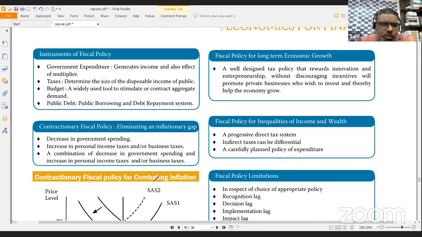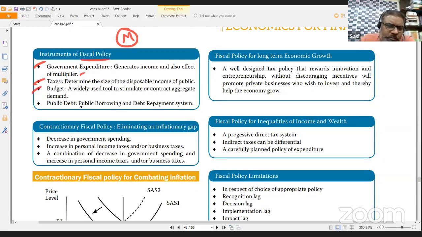And what are the general instruments of the fiscal policy? Government expenditure itself will generate a lot of incomes, and also the effect of the multiplier we cannot forget. When government expenditure happens, that is not going to just increase the national income by the amount of expenditure. It is going to increase by more than the amount of expenditure that is actually spent, because of the effect of the multiplier also. And then taxes are one fiscal policy instrument, increasing, decreasing, indirect taxes, direct taxes, all of them are instruments of fiscal policy.